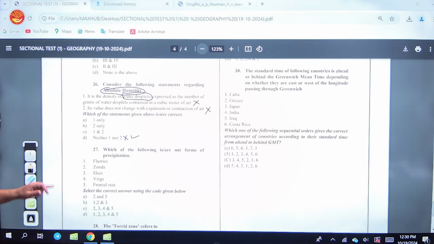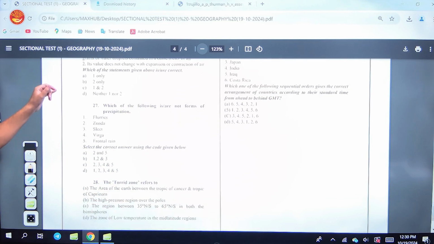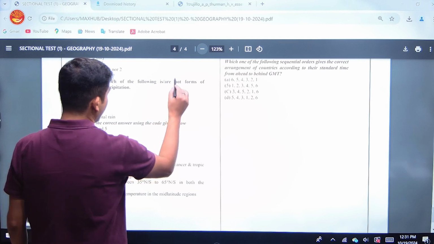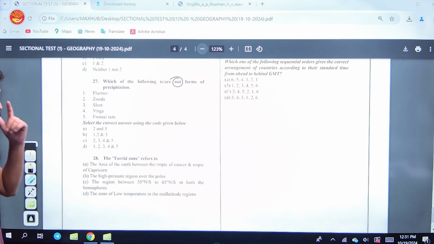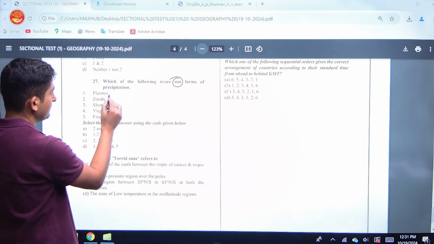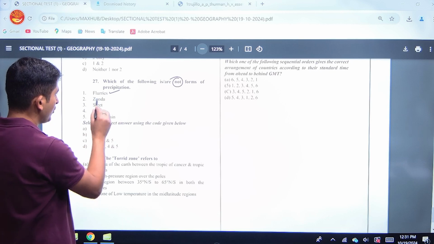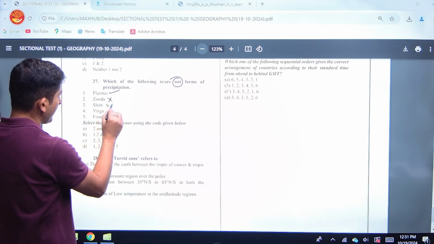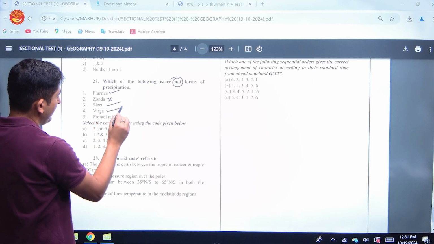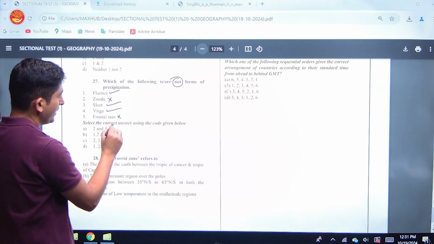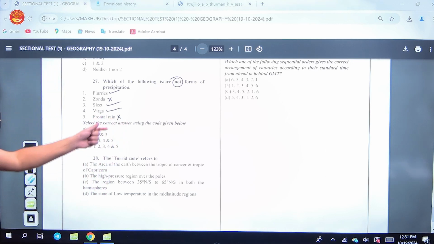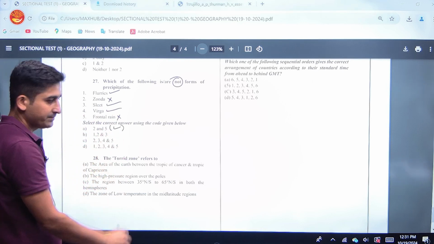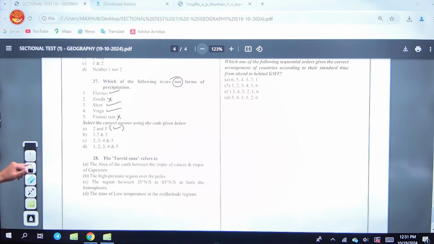Okay. Which of the following are not forms of precipitation? The question is about what is not a form of precipitation. We have discussed the forms of precipitation. Flurries are forms of precipitation. Zonda is not a form of precipitation. Sleet, Varga, frontal rain are types of precipitation. So the ones that are not forms of precipitation are 2 and 5. Option A is the correct fit. That was easy.